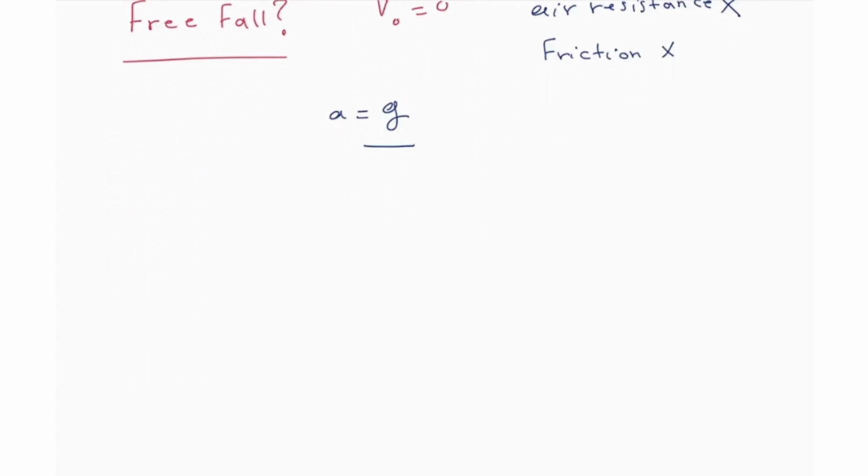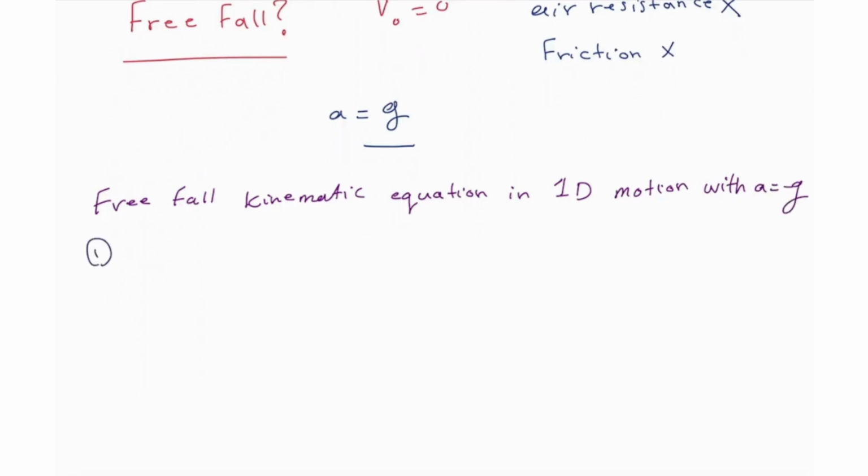Here are three kinematic equations for objects in free fall, where acceleration is negative g and vertical displacement is shown with symbol y and horizontal displacement with symbol x. So this is the first equation for velocity. Second equation for position. And a time-independent equation.